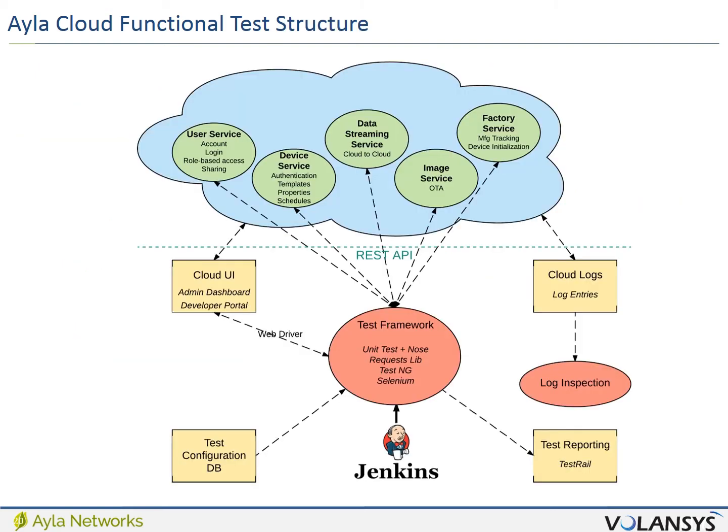Going to the next slide, this shows our cloud and interacting with our test infrastructure. So we have our test configuration database, which supplies our test configuration to our test framework. Our test framework is built with unit tests and Node and our request library. And those interact with our cloud services, which I described earlier. Those interact with the cloud services through REST APIs.